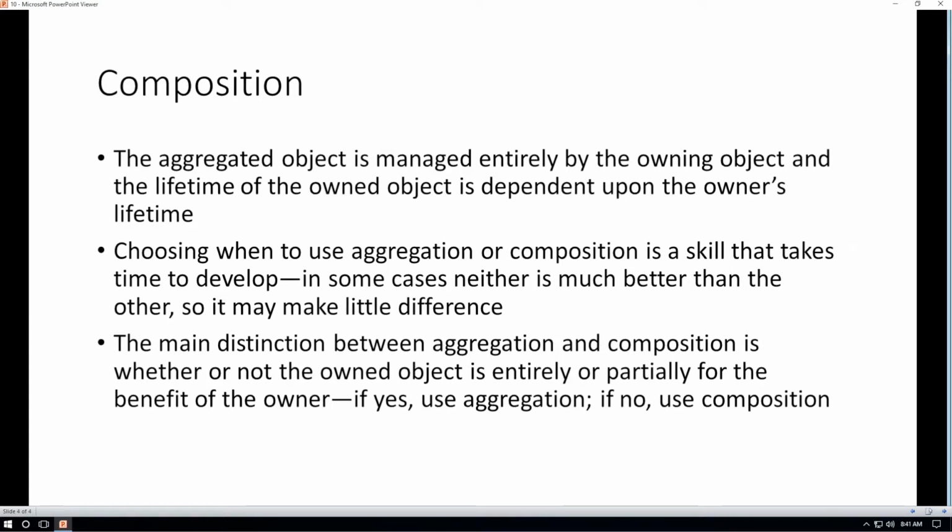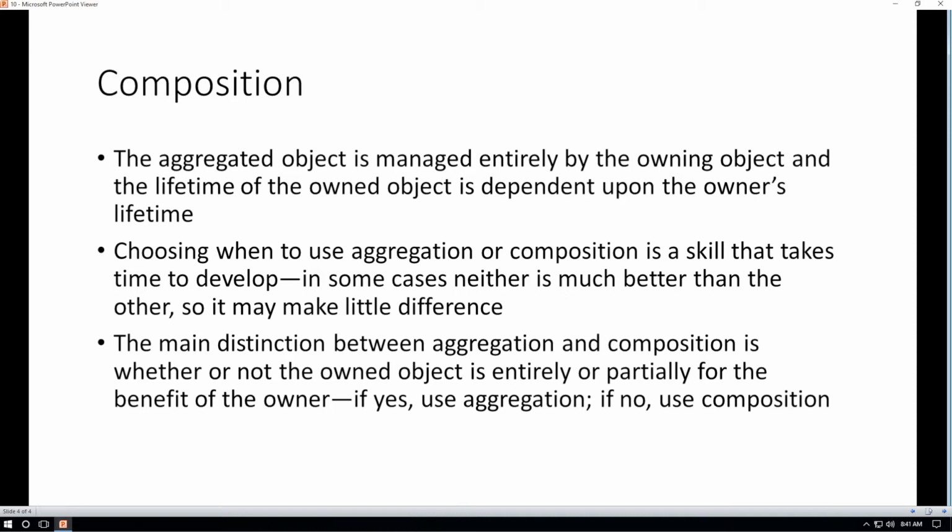An aggregated object is generally managed by the owning object and is dependent upon the owner's lifetime. If the owner object disappears, so does that aggregated or owned object. Composition is looser typically, but knowing when to choose one over the other takes time and skill, depends on the problem. The semantics of ownership, initialization, use, etc. is fairly complicated and takes time to learn.